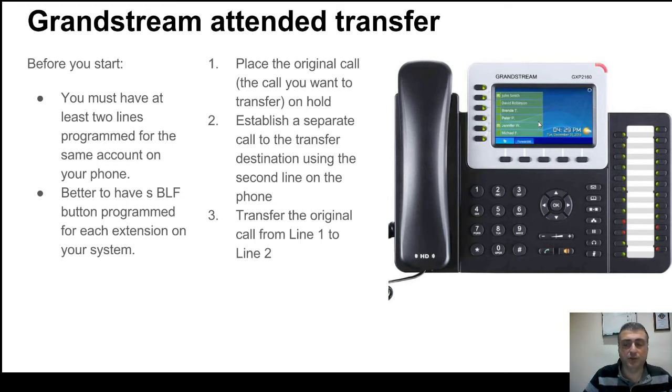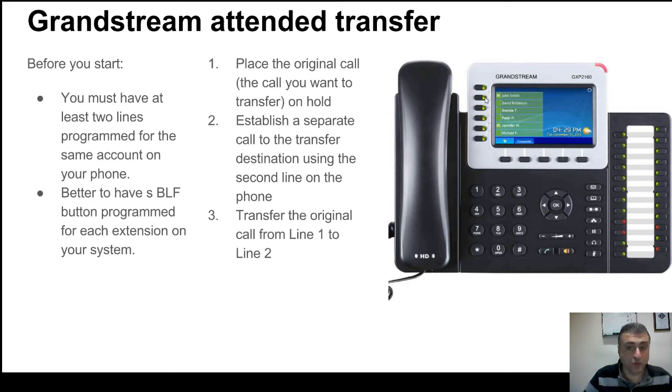So here, for the sake of this clip, before you do an attended transfer on a Grandstream phone, you have to make sure that for the same SIP line, there are 2 lines assigned to it. Let me explain a little bit more. That means, let's say this phone represents extension 20. Make sure at least the first line here and the second line here do represent extension 20, because you will need 2 of them at least to do the attended transfer.